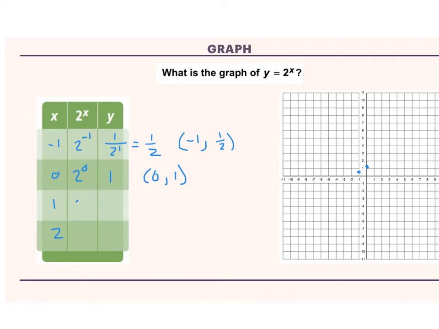Next, we're going to plug in 1. So we have 2 raised to the 1. So this is just 2. So our next point is going to be 1, 2. So we're going to go to the right 1 and up 2.